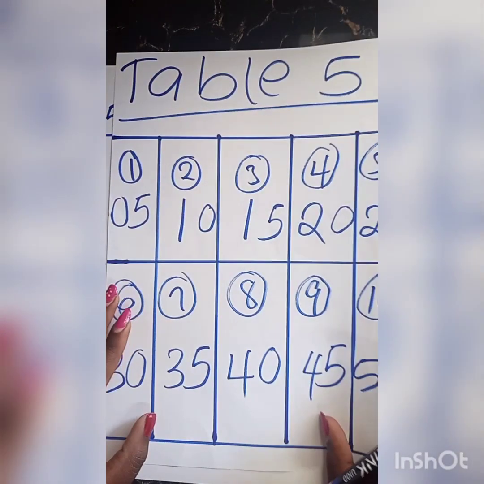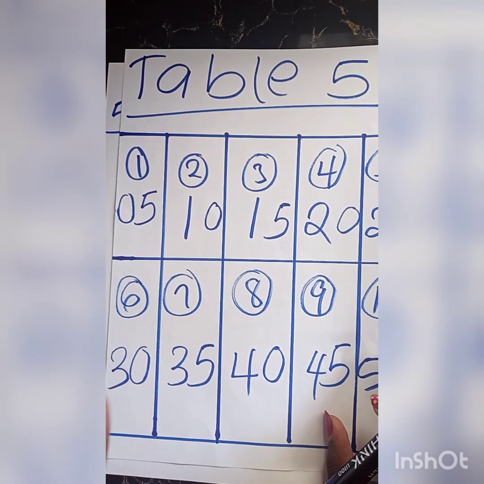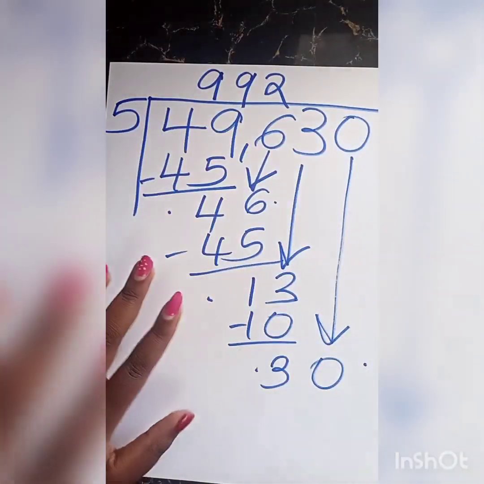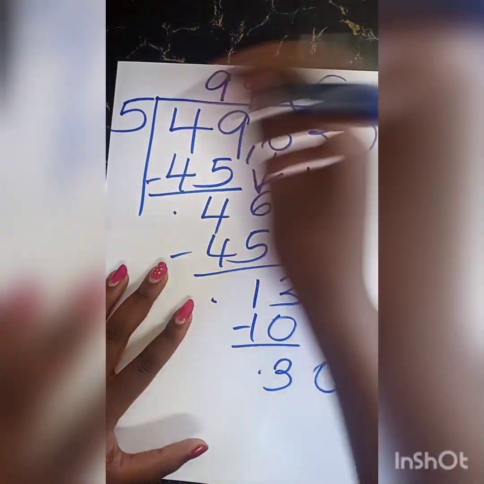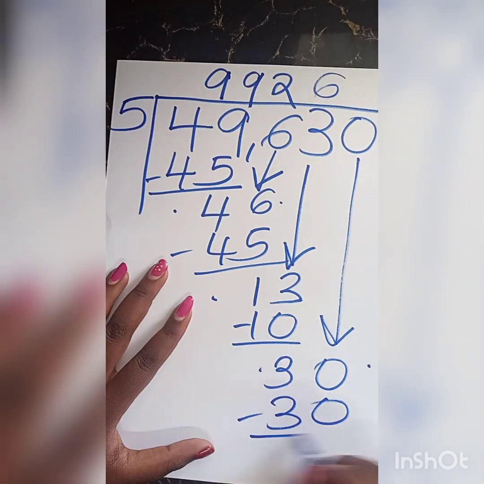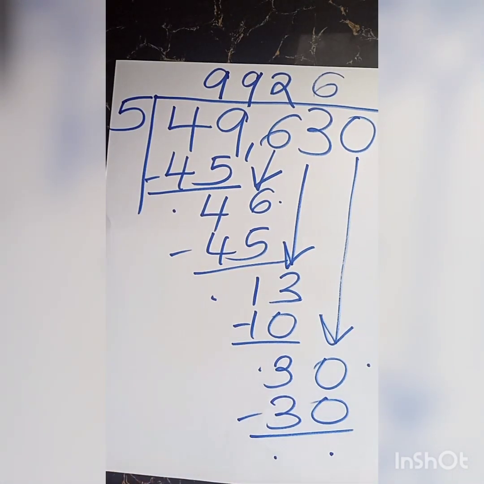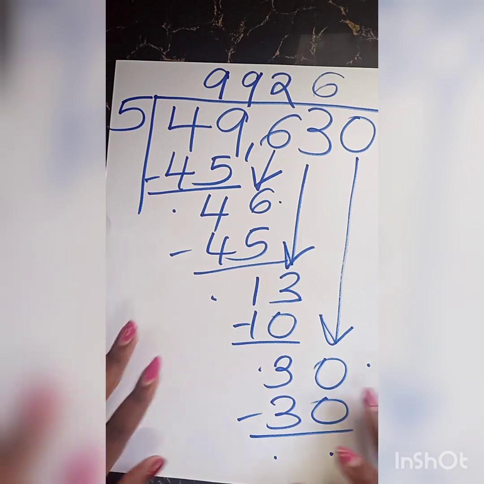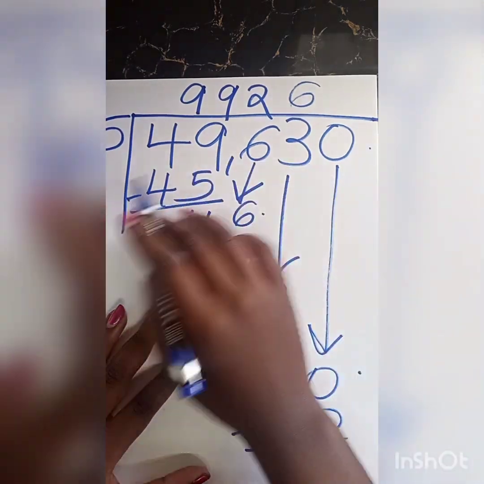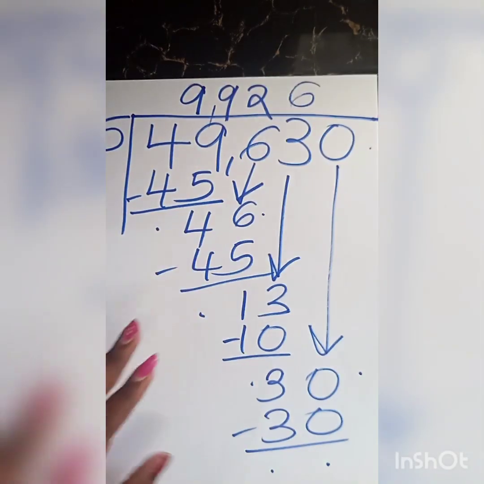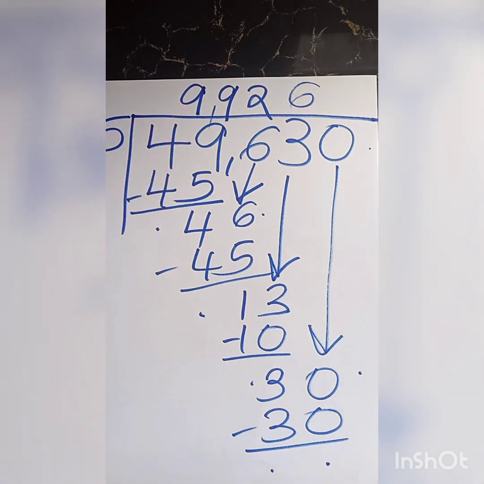Where is 30 here? 30 is here. So we'll write a 6 because 6 times 5 is 30. And 30 minus 30 is 0. And just like that, we have our answer. So the answer to this question is 9,926. Are we together? That was quite easy, right?